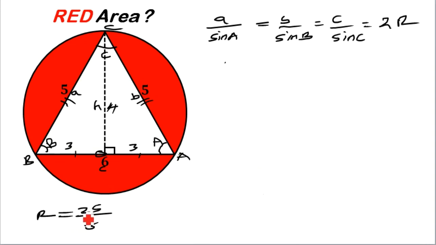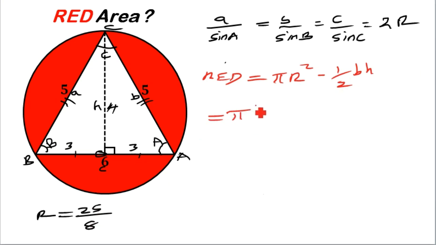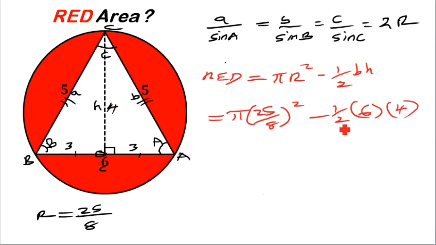Now, having found the radius to be 25 over 8, how do we get the red area? The red area is very simple. It is the area of the circle, which is pi r squared, minus the area of the triangle, which is a half base times height. So that is pi times 25 over 8 squared, minus a half base times height. You can see the base is from B to A, which is 6, and the height h we found to be 4.